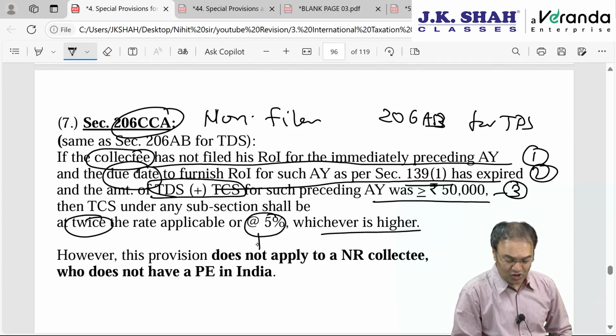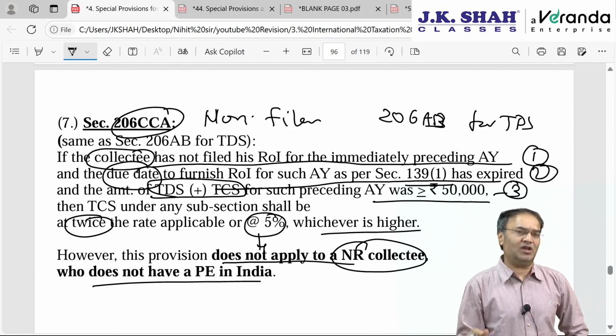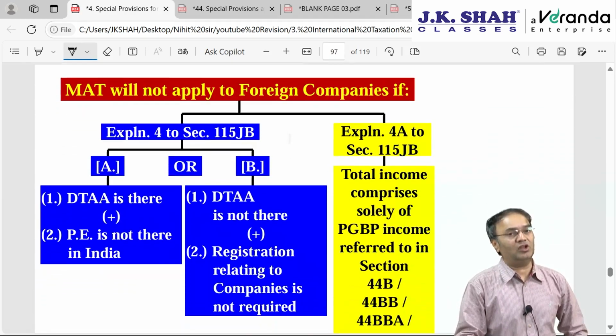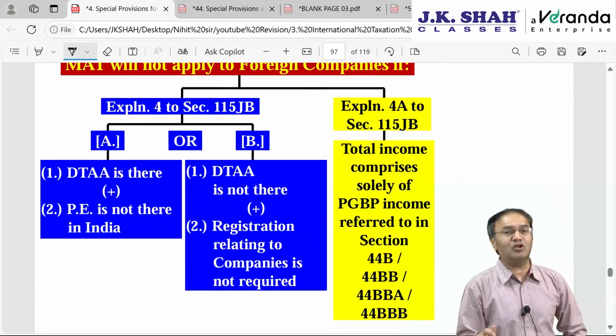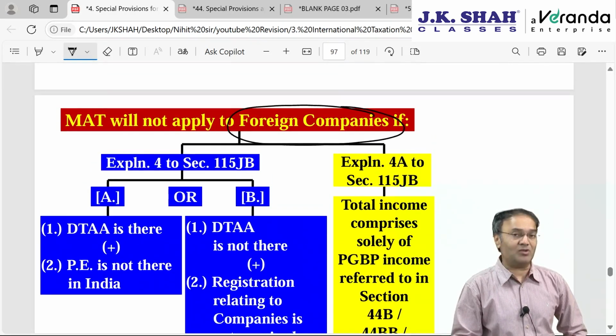This concept does not apply, with an exception, to a non-resident collectee who does not have a PE in India. Exactly the same exception everywhere. A non-resident not having a PE in India, no need to collect tax or deduct tax at a higher rate. Then if you recollect the minimum alternate tax chapter, MAT will not apply to foreign companies if some conditions are satisfied.